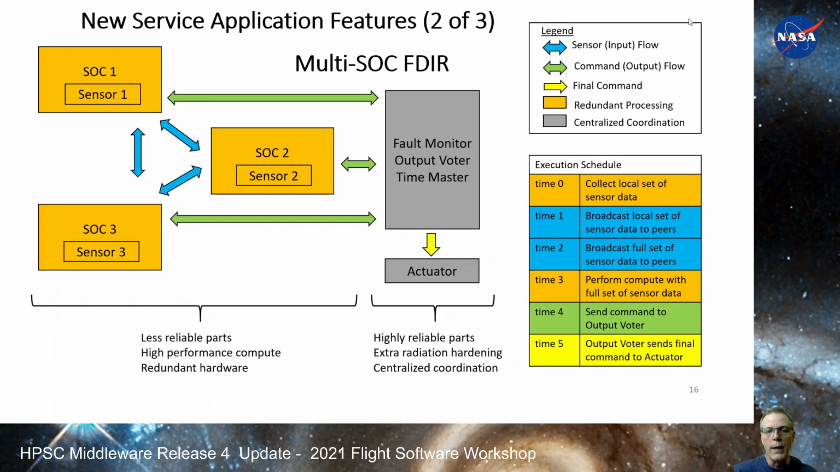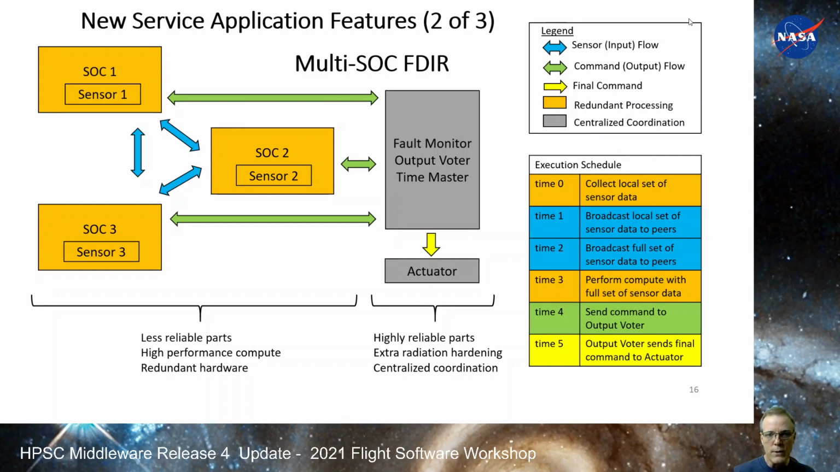In this diagram, we have 3 different SOC systems in gold and the fault monitor output voter in gray. The middleware services are used to perform the following timeline. At time 0, each SOC node collects its sensor data. At time 1, each SOC node broadcasts its local set of data to its peers. At time 2, each SOC node broadcasts the full set of data containing sensor data from all three sensors to its peers.